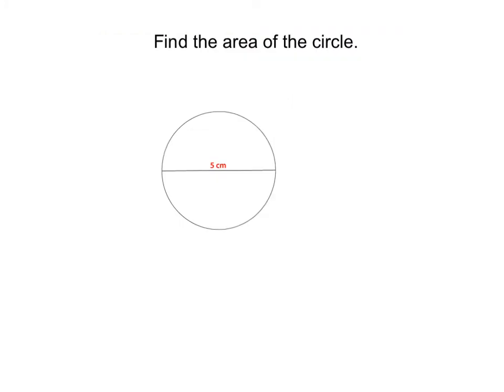All right, here we have a circle, and we're asked to find the area. So let's start by writing down the area formula. The area is equal to pi times radius squared. Let's identify the radius of the circle. Remember, radius is the distance from the center of the circle to the outside edge. So what would the radius of this circle equal? Well, that's right, it'd be half of 5, because 5 represents the diameter. I know that because the line goes all the way across to the other side. So half of that distance would be 2.5 centimeters.